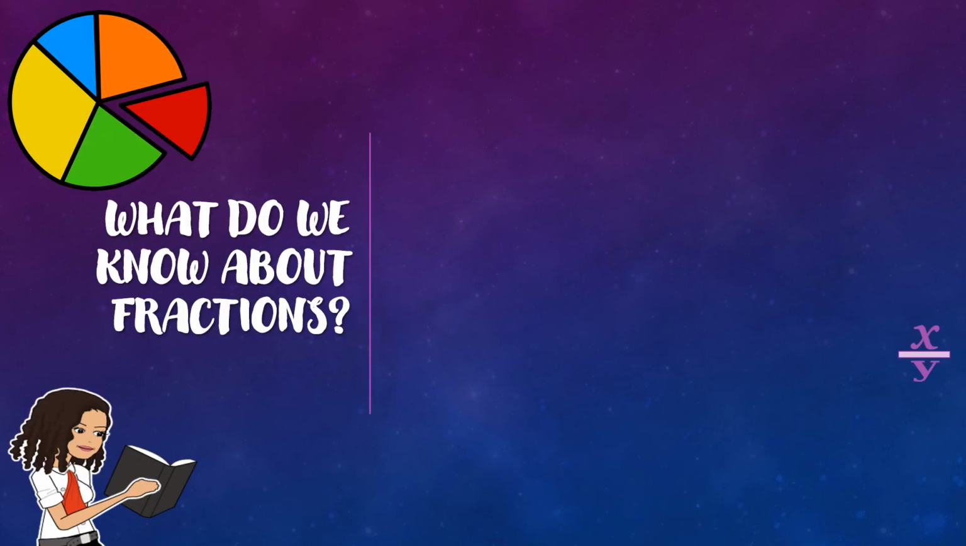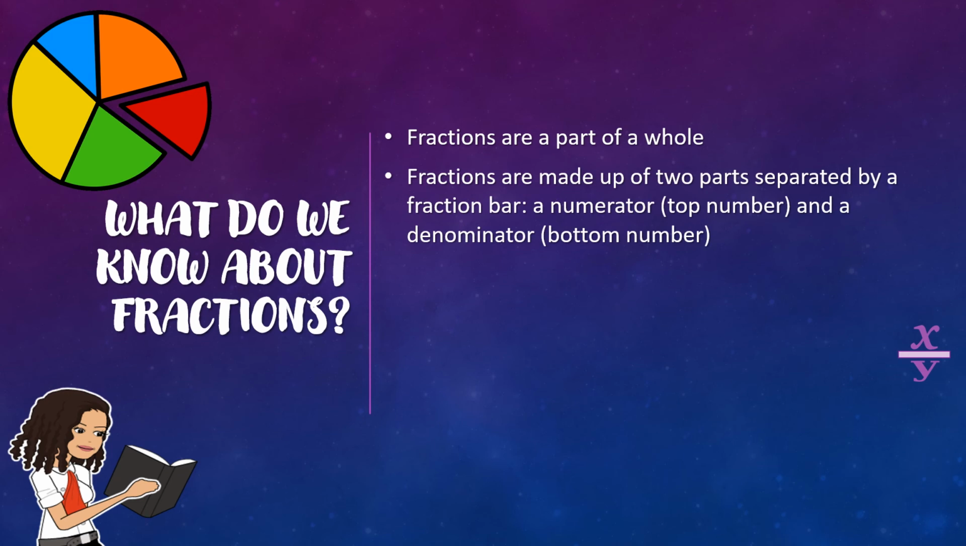Alright, so what do we know about fractions? We know that fractions are part of a whole. We also know that fractions are made up of two parts separated by a fraction bar, a numerator, which is the top number, and a denominator, which is the bottom number.